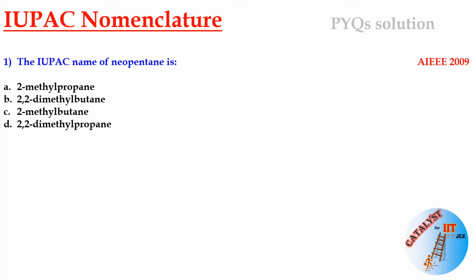So let us start this video by asking the first question: what is the IUPAC name for your neopentane? First of all, you should understand what is the structure for your neopentane. So this is the structure of your neopentane. Now according to the rule, you have to find the longest possible chain, or the longest possible parent chain. So this is the longest possible, 1, 2 and 3. 3 means the parent name will be prop.